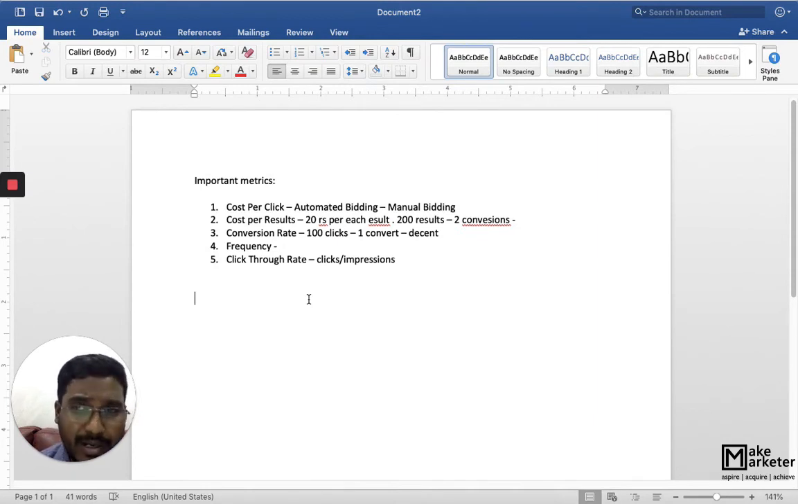So the first one is cost per click. You always try to keep it low. If you don't know how to bid, at least give it certain time. Be on automatic bidding, give it 7 or 10 days, and then you'll have an eventual number. And cost per result also, if you have no idea, give it a little time, 7 to 10 days, and then see how they're performing.